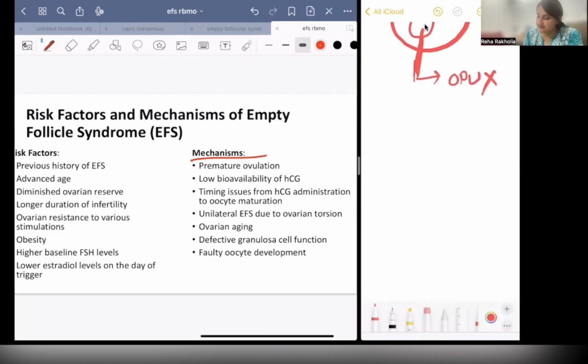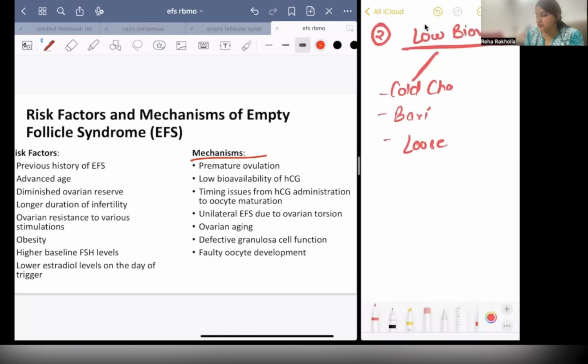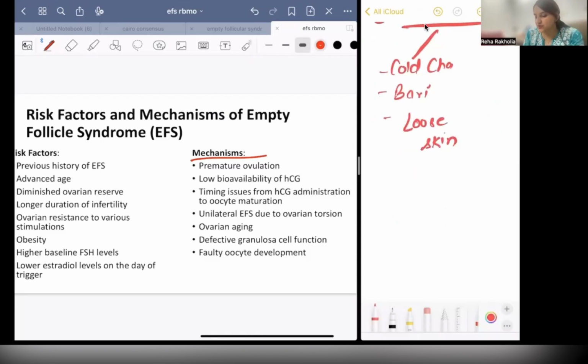Second is low bioavailability of HCG. How can there be low bioavailability of HCG? Either the cold chain is not maintained, or there is bariatric surgery or something. Or if there is very loose skin. It is said that if there is very loose skin, subcutaneous injection won't work.